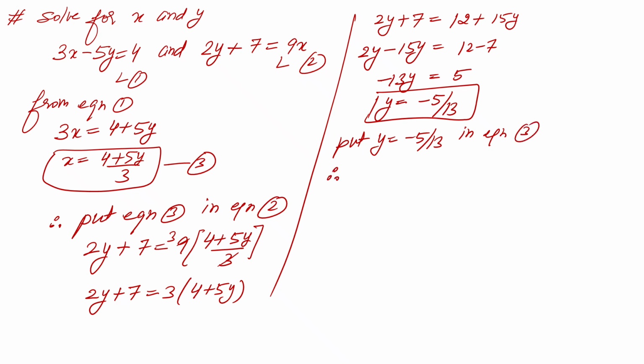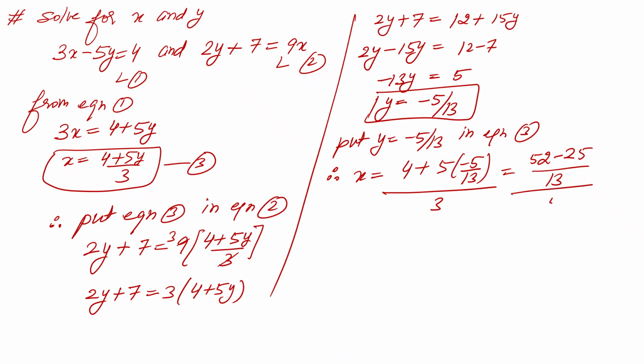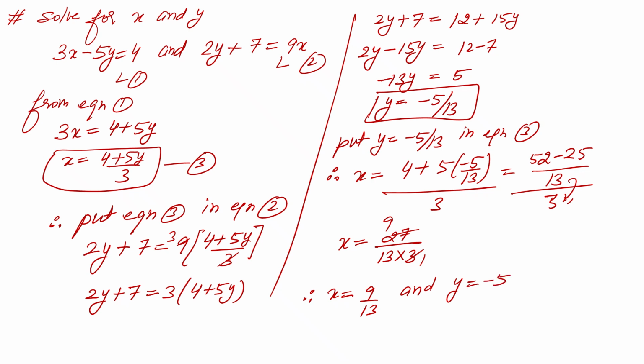So therefore हमारी x की कितनी वैल्यू आ गई? 4 plus 5 times minus 5 by 13 whole upon 3. न्यूमरेटर में 13 एलसीएम आ जाएगा. 13 4s are 52 minus 5 5s are 25 and whole upon 3. So this gets multiplied. x would be 52 minus 25, this is 27 upon 13 into 3. 3 1s are 3, 3 9s are 27. So therefore, x equals 9 upon 13 and y equals minus 5 by 13.